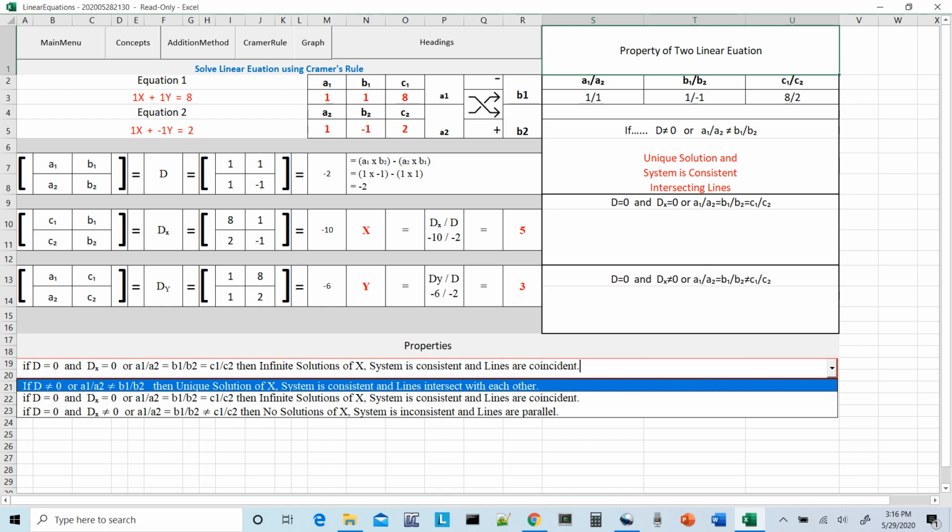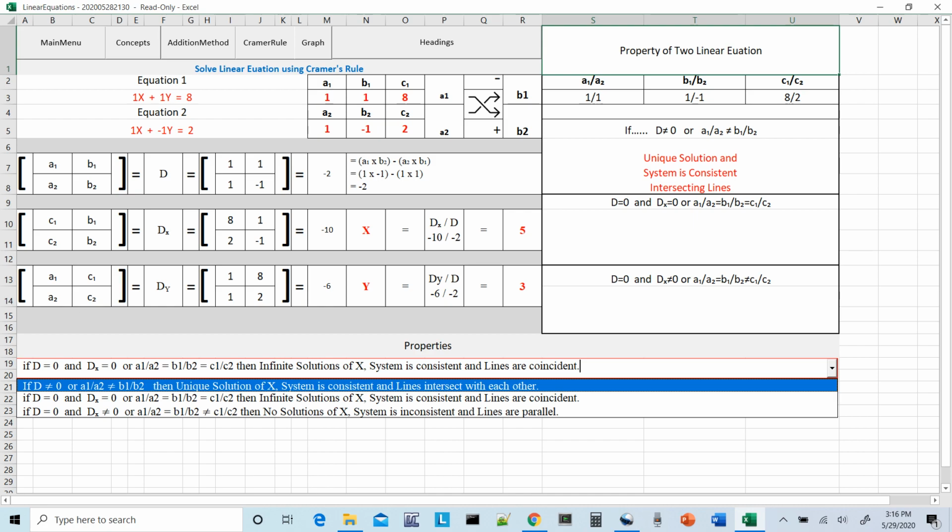I had explained in the graph that when lines are coincident, there are n number of possible values of common points. All points of the line are common because those lines are overlapping. Very simple. Okay.